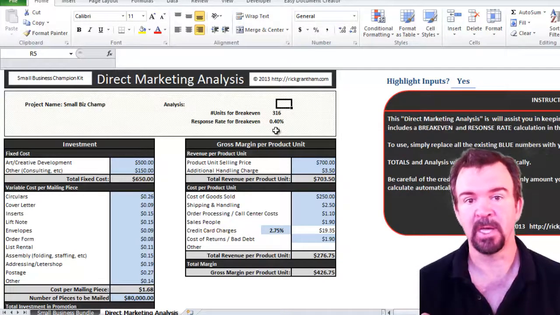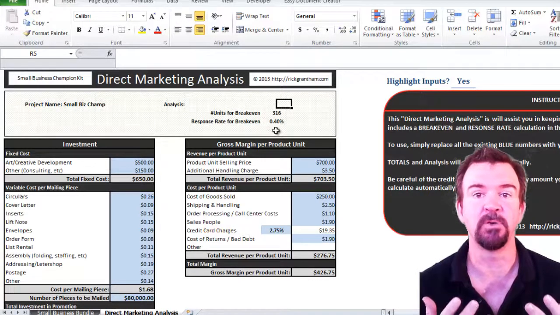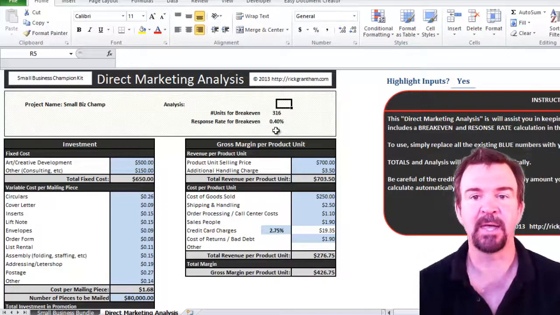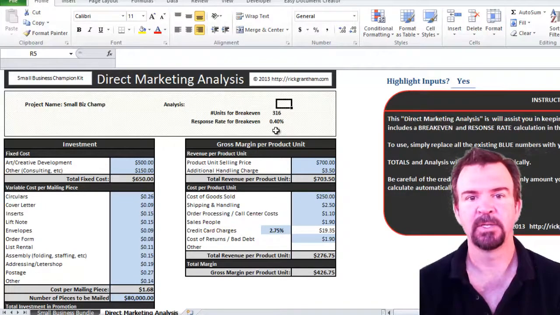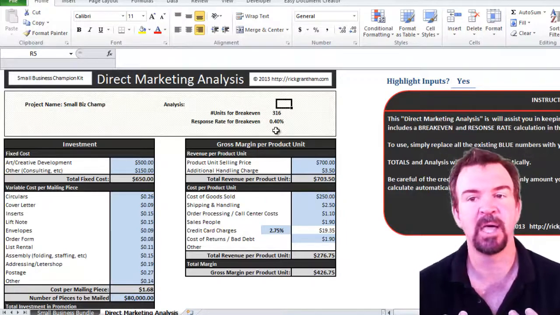Now we do have another template which then allows you to compare a lot of different promotions, a lot of these different campaigns to each other. So we'll create a link for that in this video as well, so you can see not only the direct marketing analysis, but a campaign promotion comparison, what that looks like as well.